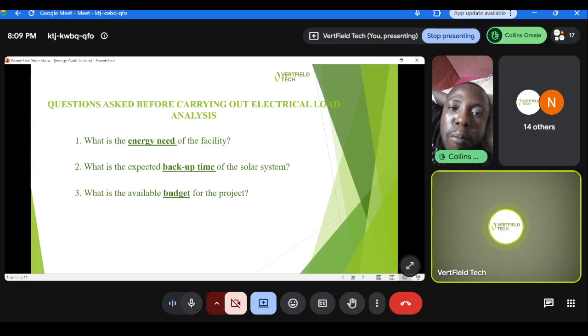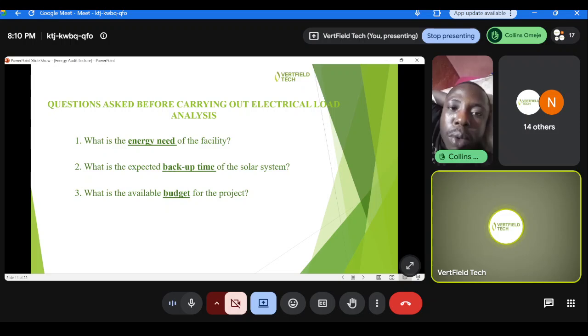It is in hours. Mr. Collins can say he wants it to run 4 hours, 5 hours, 6 hours, 12 hours. We will just take note of it. What you have to know as professionals is the higher the backup time, the higher the cost of running that system. Then we move ahead to the third parameter there, which is the budget.